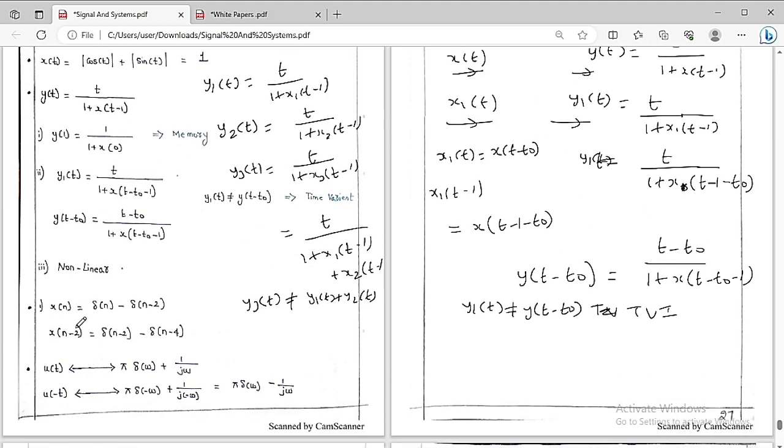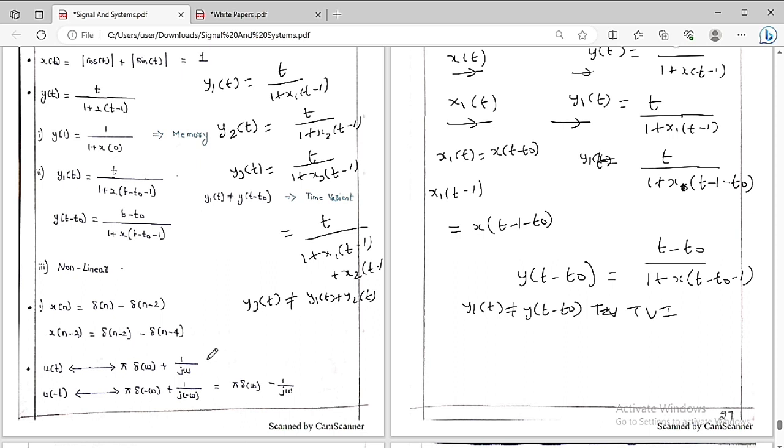Now the next thing is, if x of n is equal to delta of n minus delta of n minus 2, then what is x of n minus 2? Replace n by n minus 2, that's it. Therefore we are going to get delta of n minus 2 minus delta of n minus 4. What do you have to do? First we have to replace n by n minus 2, that's it. So this is what we are going to get.